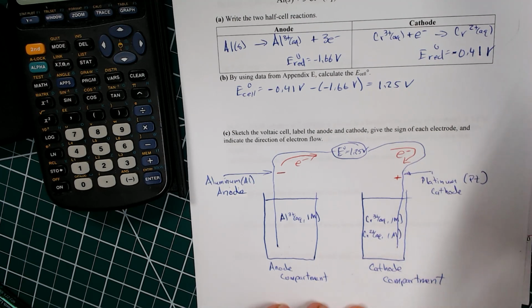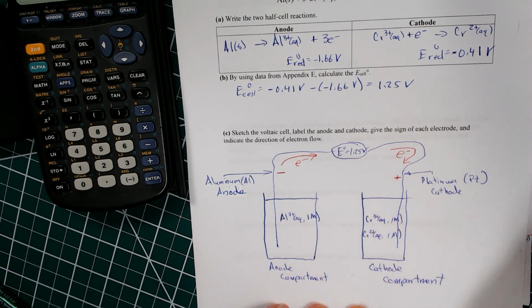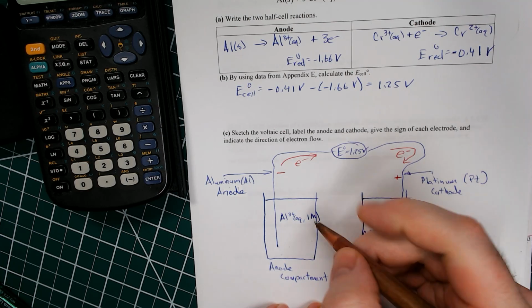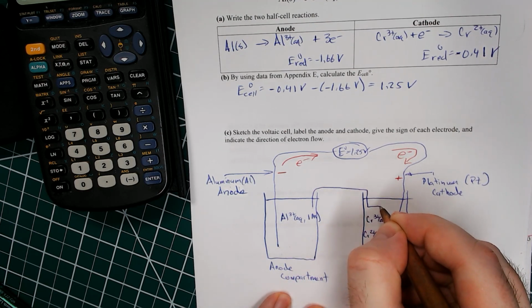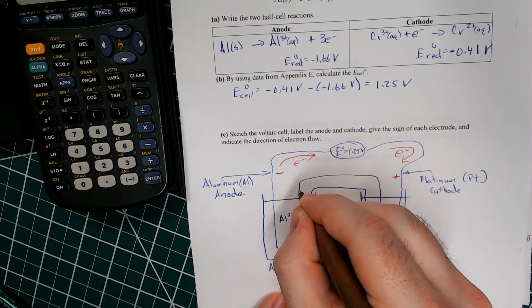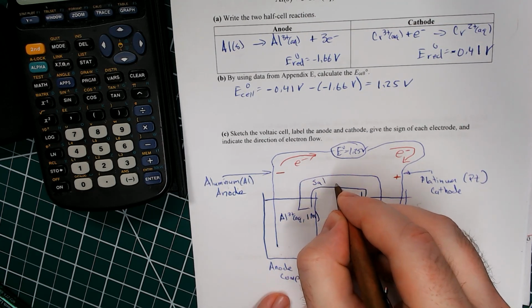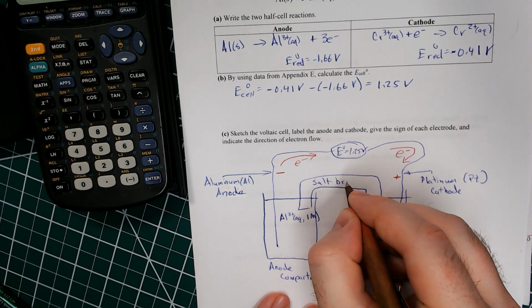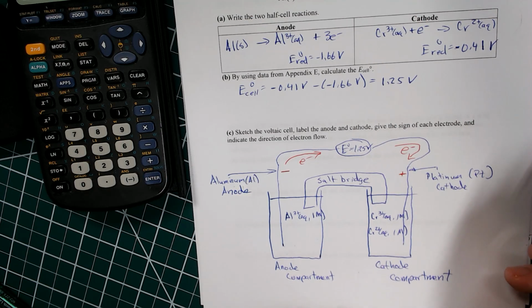Okay, and then finally, we need a salt bridge. So I'm going to draw a salt bridge. And a salt bridge can be made out of any number of things. So there's our salt bridge, and that connects everything.